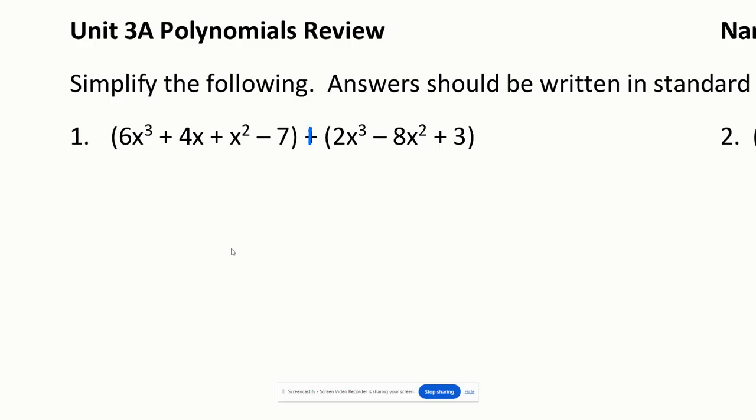See this big plus sign in between? That means I'm not multiplying. I'm just combining like terms. So let's look at this first one. Is 6x cubed plus 4x plus x squared minus 7 in standard form? Let's put it in standard form. What's the biggest one? 6x cubed. What's the next one? Plus x squared. What's the next one? Plus 4x. And the last? Minus 7.